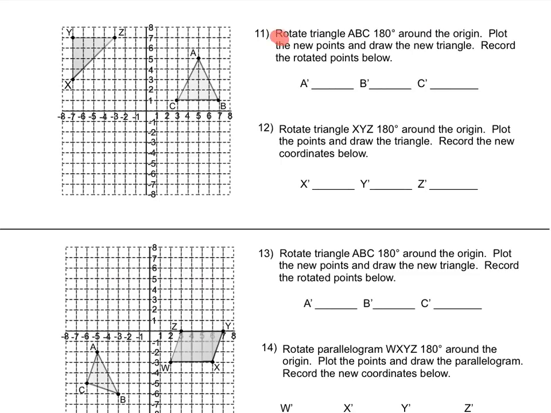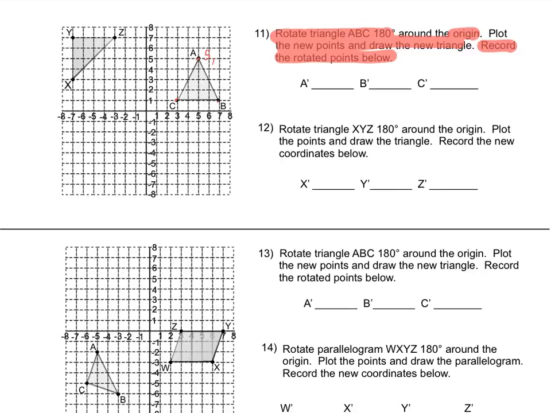So we're now going to actually do some of these problems. Let's look at 11. We're going to rotate triangle ABC 180 degrees around the origin, plot the new points, draw the new triangle, and record the rotated points below. So this is how you would do it. Let's look at the original triangle. The first thing we should always do, and I think you're starting to get this, is to go ahead and write the points down.